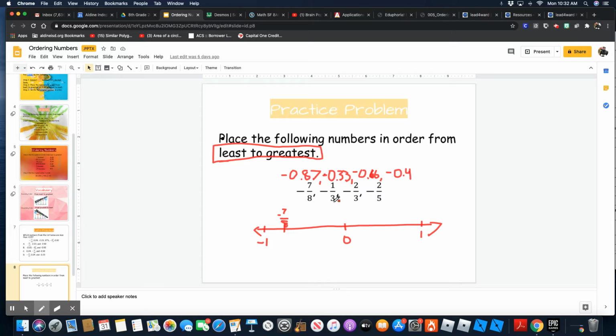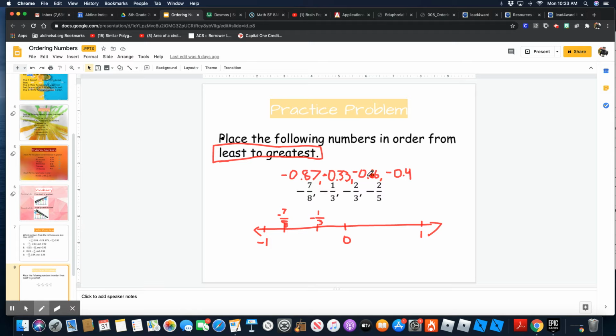Then next we had -1/3. We converted it to a decimal, -0.33. It's negative, so it's to the left of 0. So I'm going to go -0.33 spaces. I'm not halfway, right? Halfway would be -0.5. I'm a little less than halfway, so right around here. Then I'm going to write my original number, -1/3.